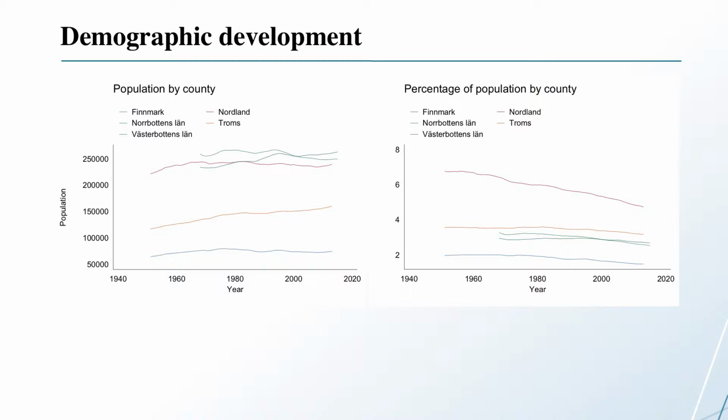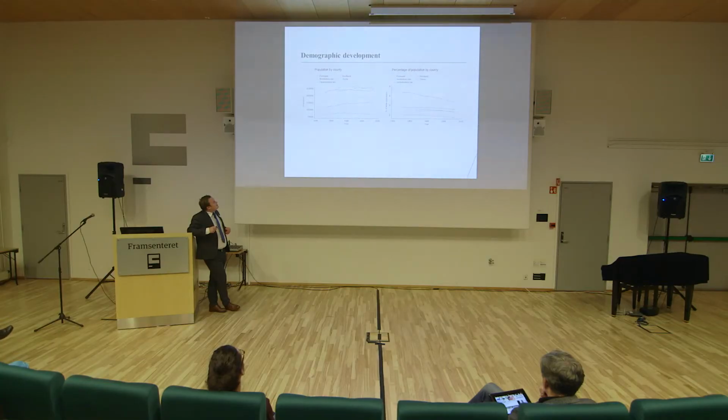In Norway, we have 3 counties, Finnmark, Nordland, Troms. This is Finnmark, which is relatively stable.